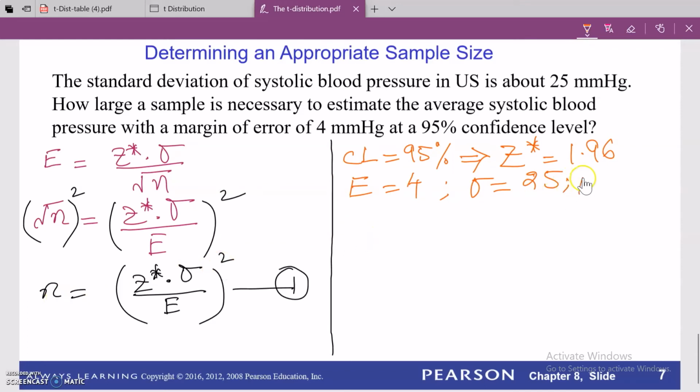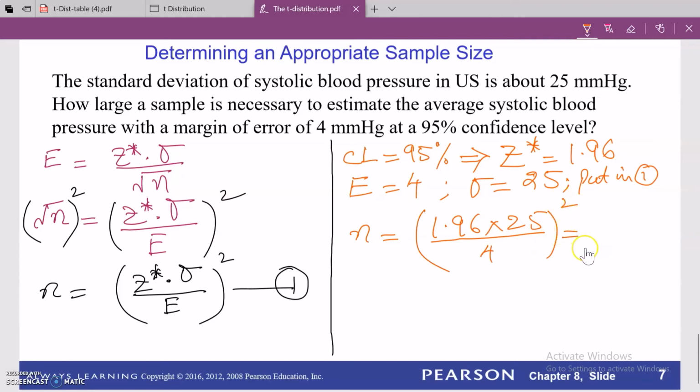Plugging into equation number 1, we have n equals Z star, which is 1.96, multiplied by sigma, which is 25, divided by E, which is 4, and don't forget to square this number. If you do this computation, the answer comes out to be 150.06. Now we cannot have a fraction of a person, so we round up to the next whole number, and the value comes out to be n equals 151. So this is the answer for this particular problem.